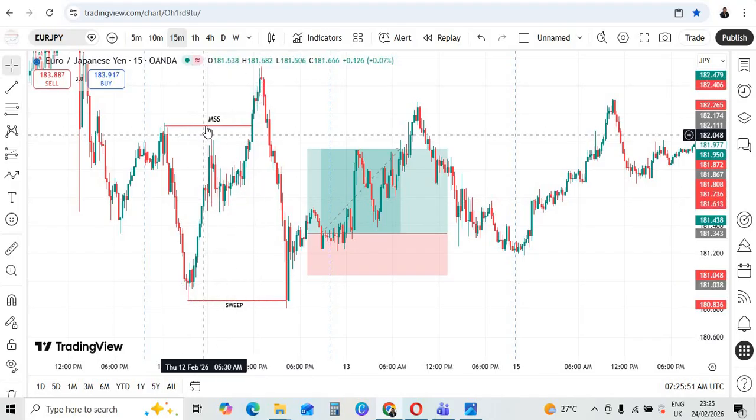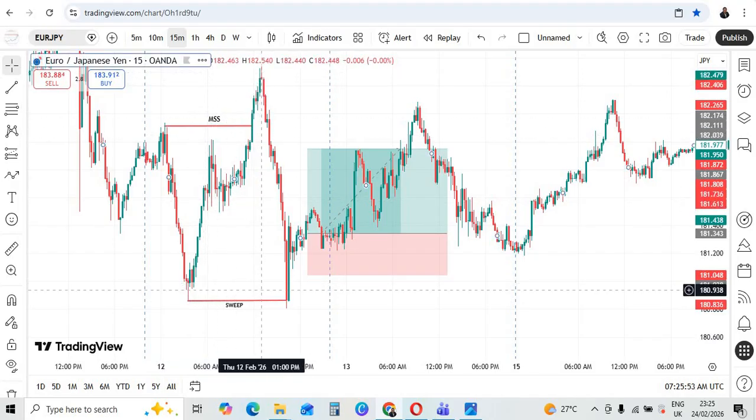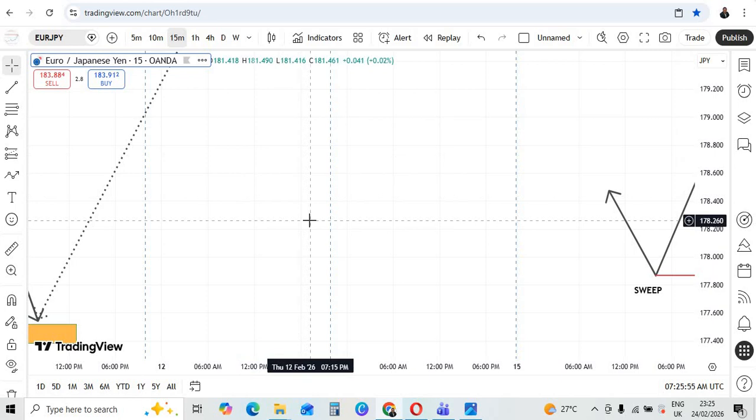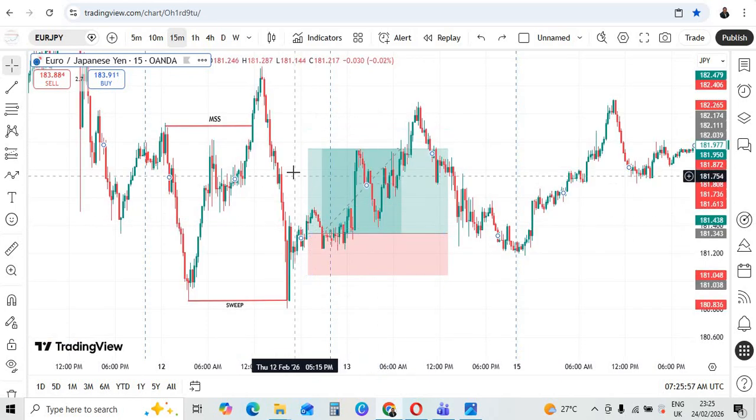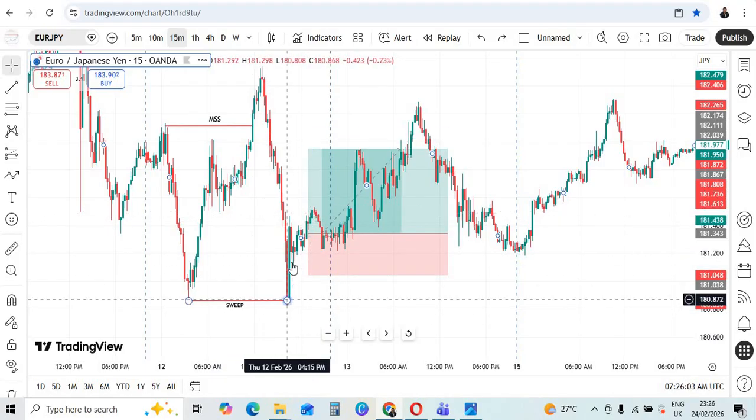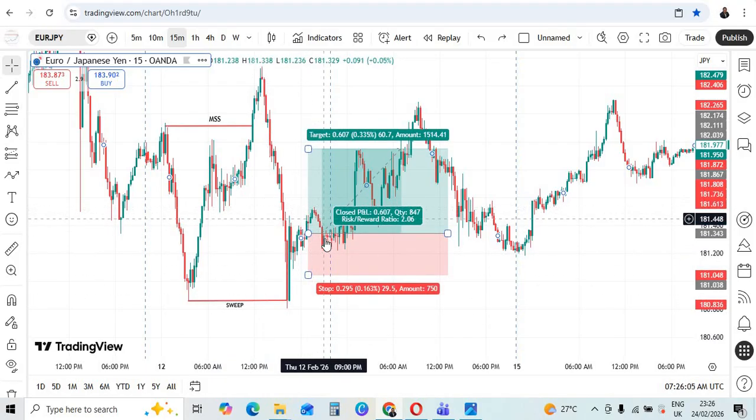So we had the break, the market structural shift. Then we had the sweep. Then you see price after the sweep. Then we had the impulse correction. Immediately we had the correction. I entered the buy immediately.